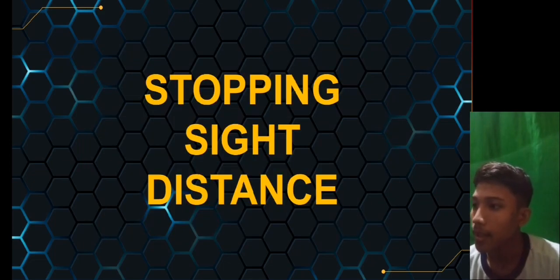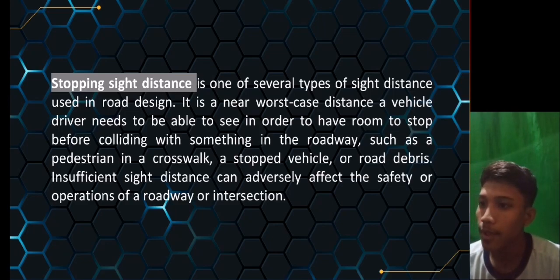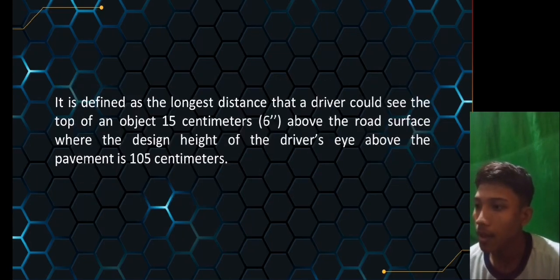Stopping sight distance. Stopping sight distance is one of the several types of sight distance used in road design. It is a near worst-case distance a vehicle driver needs to be able to see in order to have room to stop before colliding with something in the roadway, such as a pedestrian in a crosswalk, a stopped vehicle, or road debris. Insufficient sight distance can adversely affect the safety or operations of a roadway or intersection. It is defined as the longest distance that a driver could see the top of an object 15 centimeters above the road surface, where the design height of the driver's eye above the pavement is 105 centimeters.